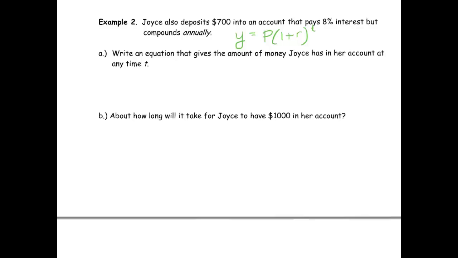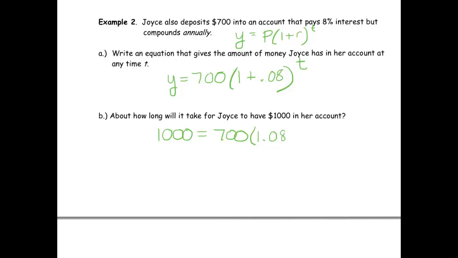Okay. So let's fill in what we know. We know the principal, the starting amount, is $700. The rate is 0.08 when we change that to a decimal. And we'll leave that to the t power. And there's the formula for compounding annually, filled in. How long will it take for Joyce to have $1,000 in her account? Notice this is a different question than the first one. This time, they're giving us the ending amount. That's what y stood for. So I'm going to substitute 1,000 in for the y. Might as well add the 1 and the 0.08 together, so I'll write that as 1.08 to the t power.